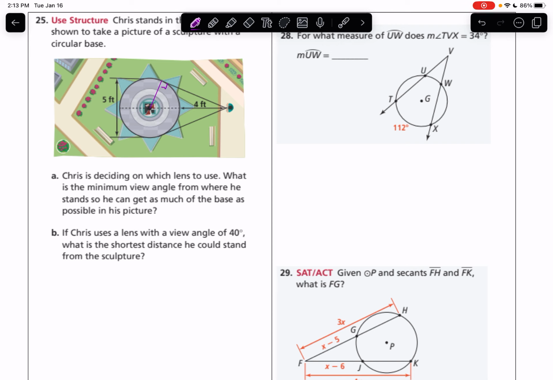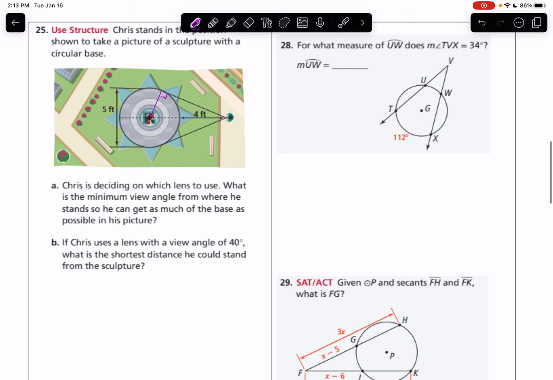And here's some things that I know, right? I know that the diameter of the sculpture is 5, which means the radius of the sculpture is 2.5. I know that the distance that the photographer is standing away from the sculpture is 4, which means that the entire length from the center of the sculpture to him is 2.5 plus 4, which is 6.5. I'm looking for an angle measure. When I know two side lengths of a right triangle, I've got to use trigonometry. And if I want to find this angle measure right here, I have opposite over hypotenuse. I'm going to use sine.